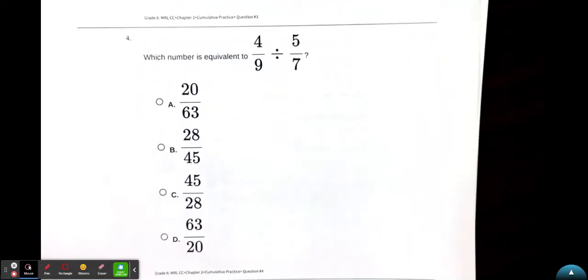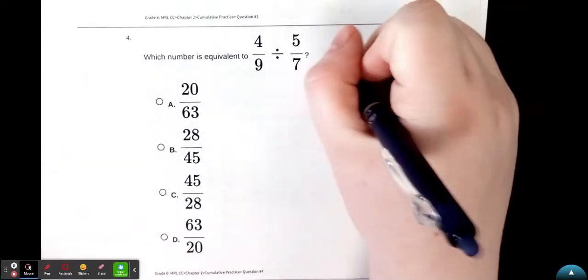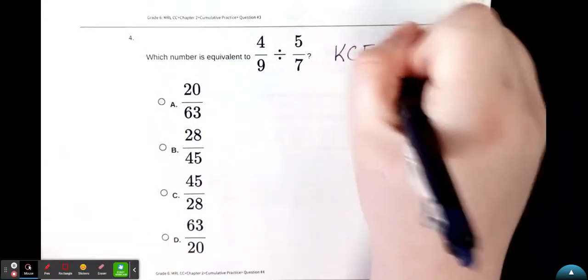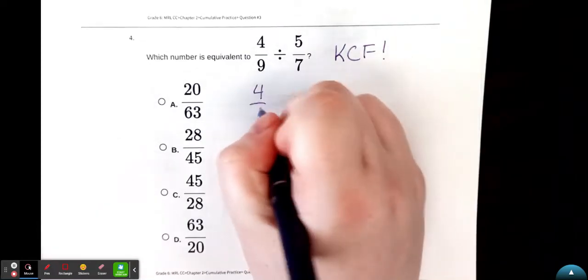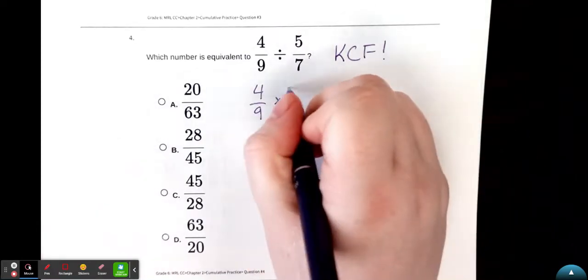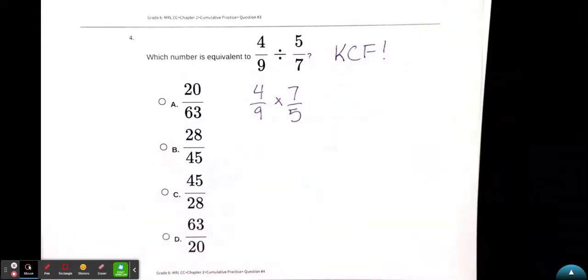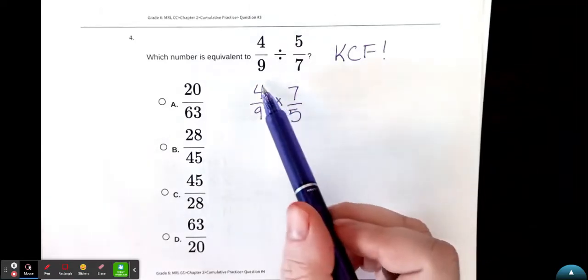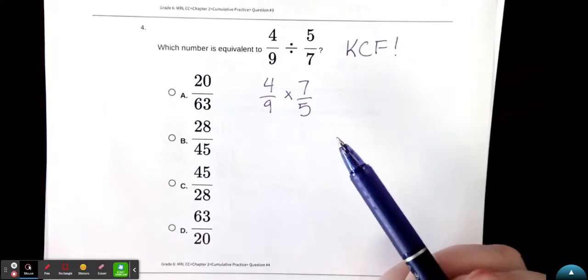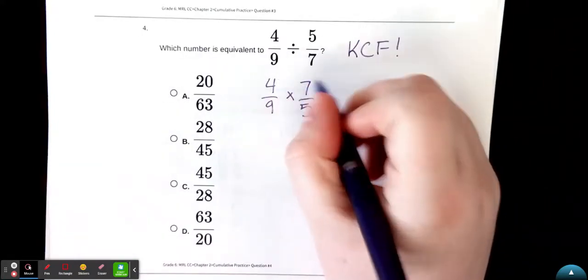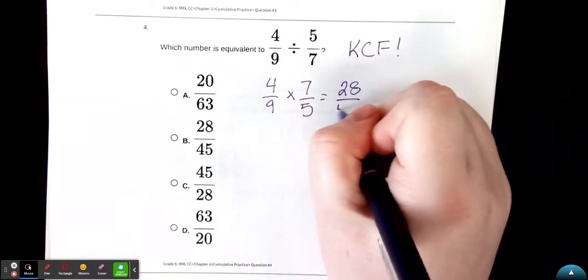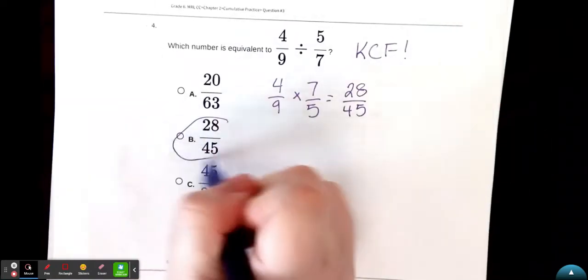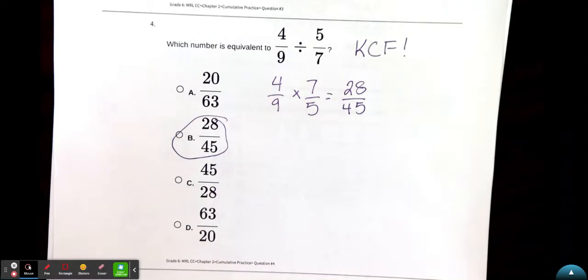All right, next one. Which number is equivalent to 4/9 divided by 5/7? So since we're dividing fractions, we're going to do keep, change, flip. Keep the first fraction the same, change division to multiplication, and flip the last fraction upside down. Now, since we're multiplying, we just check and see if there's any cross-canceling that can happen. 7 and 9 do not cross-cancel in any way. 4 and 5 do not cross-cancel in any way. So we're just going to multiply across. 4 times 7 is 28, and 9 times 5 is 45. So 28 over 45 is our answer.